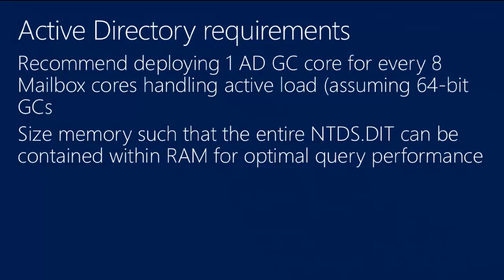So in terms of AD requirements, there's no change here. This is the exact same thing we recommended for 2010. 1 AD global catalog core for every 8 mailbox CPU cores handling active load. Easy to calculate this in the role requirements calculator. It'll tell you how many CPU cores you need for global catalogs, either single site or multi-site if you're going to do a site resilient deployment.